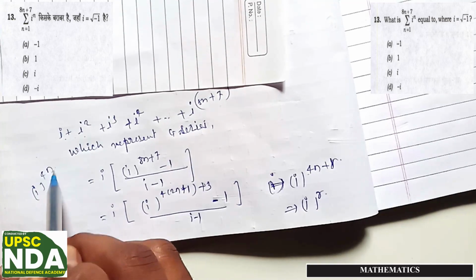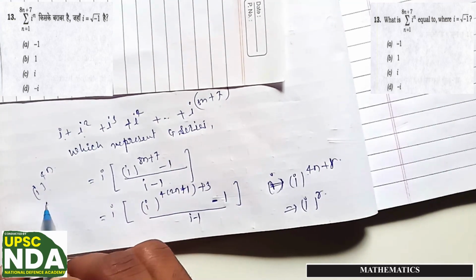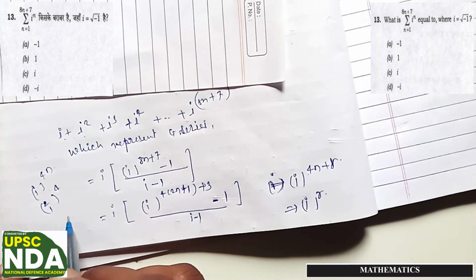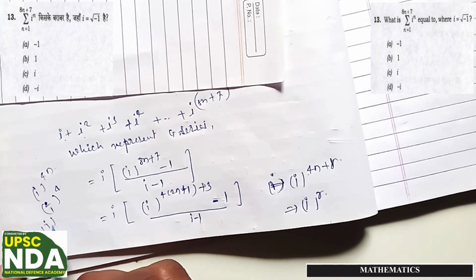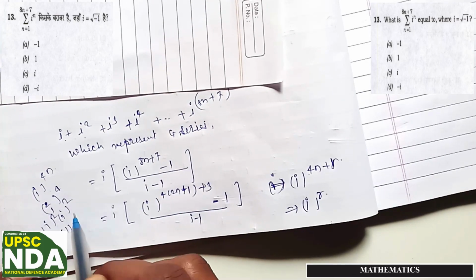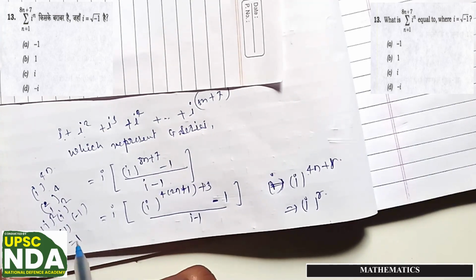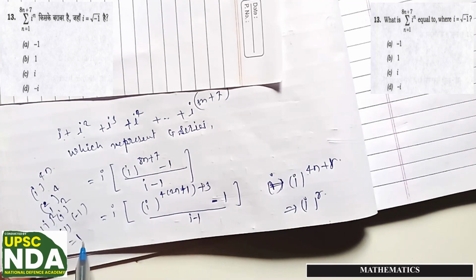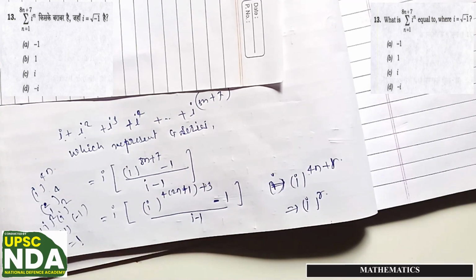If I write i raised to 4n, take n equal to 1, so I get i raised to 4. i raised to 4 means i square into i square. i square is minus 1, and i square is minus 1, which comes to positive 1. So i raised to 4 is 1. If you go through i raised to 8, it is also 1, i raised to 12 is also 1, i raised to 16, and so on. All these terms come to the value 1.